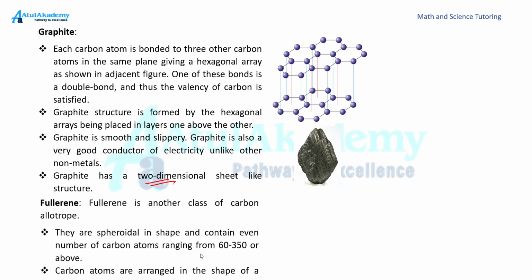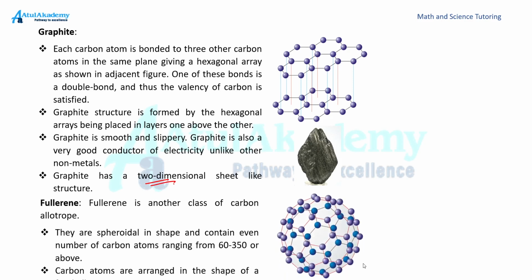Now let's talk about another crystalline form of carbon, that's fullerene. The structure is like this, if you all see. Fullerene is another class of carbon allotrope. They are spheroidal in shape and contain an even number of carbon atoms, ranging from C60 to C350 or above. The carbon atoms are arranged in the shape of a football. So that is all about the crystalline forms of carbon: diamond, graphite, and then fullerene.